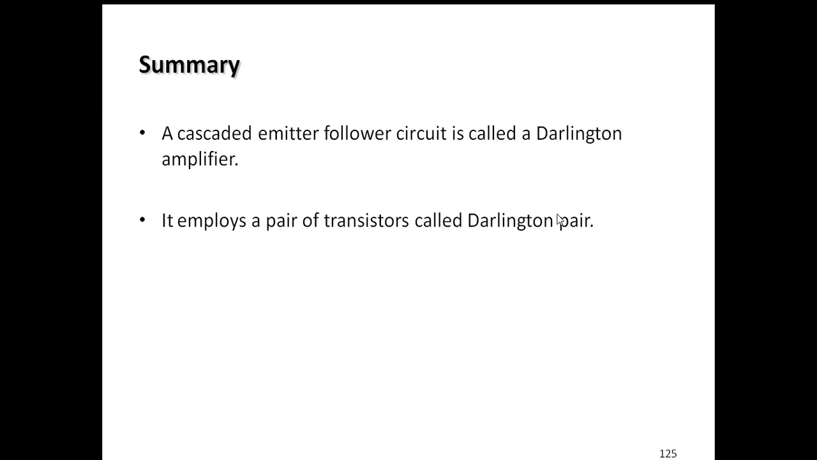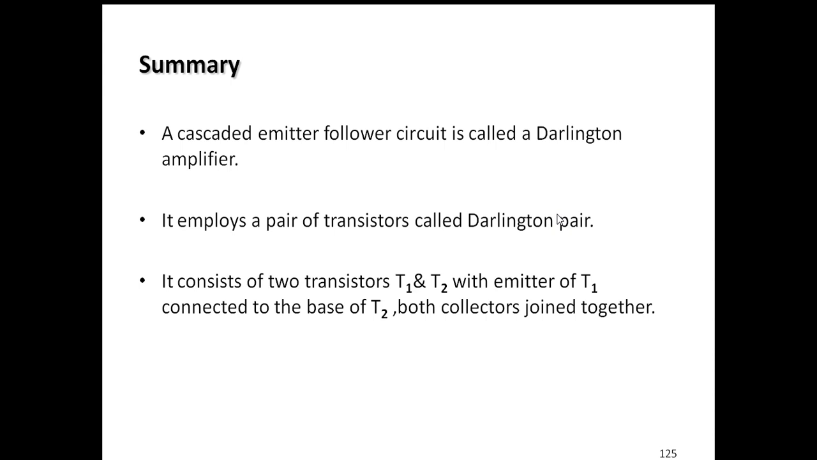Till now, we have discussed that a cascaded emitter follower circuit is called a Darlington pair or amplifier. It employs a pair of transistors called Darlington pair. It consists of two transistors T1 and T2 with the emitter of T1 connected to the base of T2, and both collectors joined together.